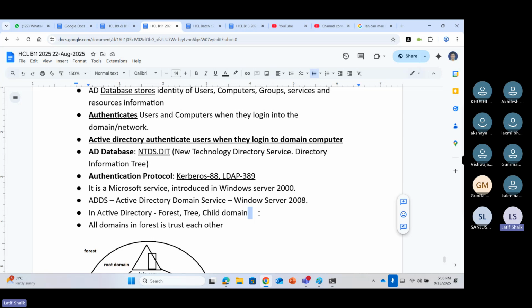Group policy means we can enforce various types of settings to a large number of users and computers using group policy settings. We create a group policy and specify the required settings in it. That policy is stored in the domain controller, and based on those policy settings, the settings will be enforced on users and computers in the domain. So that is what group policy is.